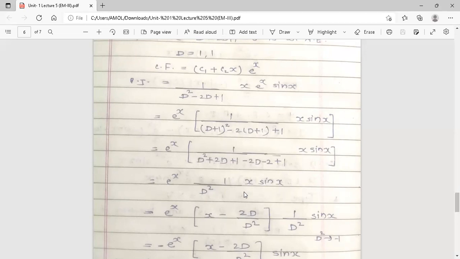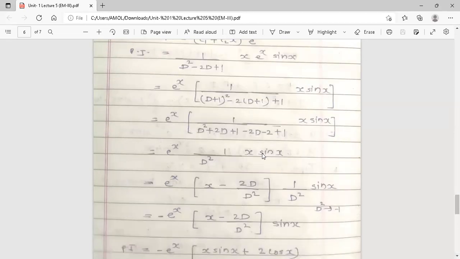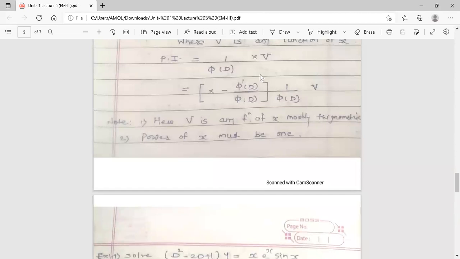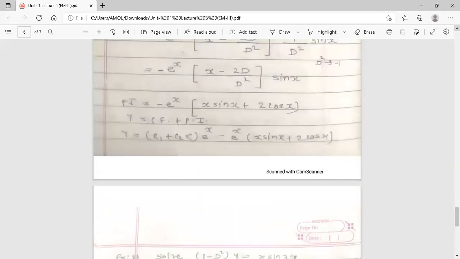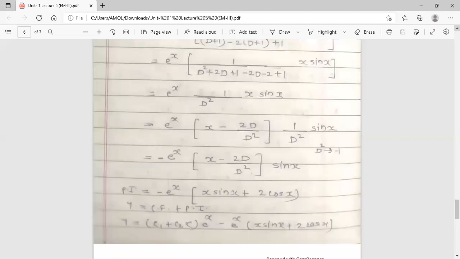X into sin x means it is now the case 6, x into v case. Now solve for x into v. So the formula is here for x into v. See, the formula is here. For x into v case, the formula is x minus phi dash of d upon phi of d, bracket complete, into 1 upon phi of d into v. So we are using this formula here because the case is x into v.